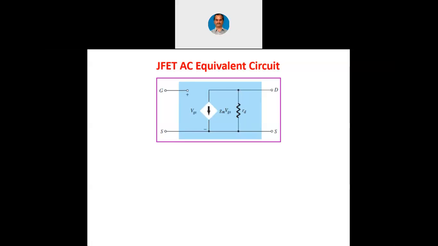We had already performed the DC analysis for fixed bias, self bias and voltage divider bias. Now as far as AC analysis is concerned, in BJT also we did not consider self bias. Why? Because that emitter resistor had a parallel capacitor which was called a bypass capacitor. So the AC analysis of self bias was the same as that of fixed bias. It is the same case with JFET as well. So here in the AC analysis we need not discuss self bias. Now we will focus on fixed bias and voltage divider bias.